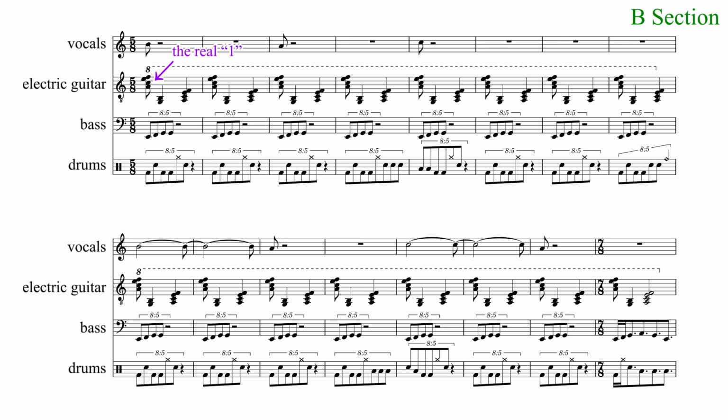Of course, there's an even more disorienting rhythmic feature in this new stage. The bass and drums begin to play 8 equally spaced divisions over the course of the 5/8 measure. This is essentially an 8/5 polyrhythm.